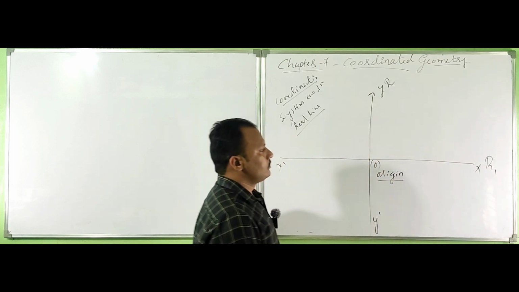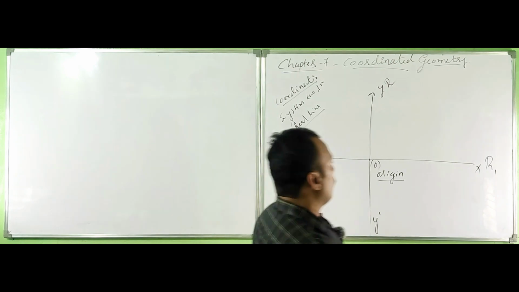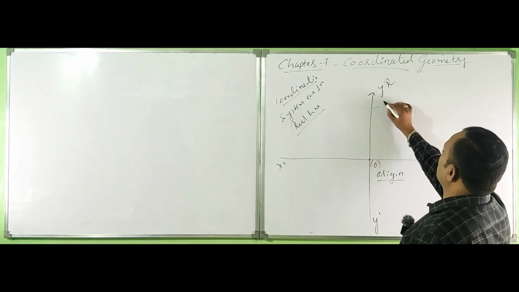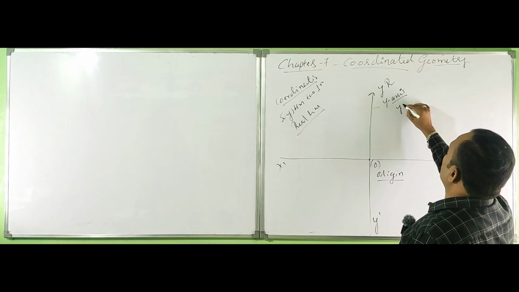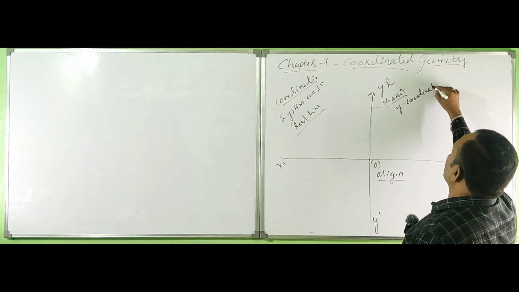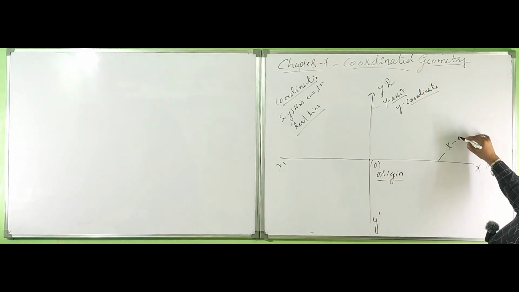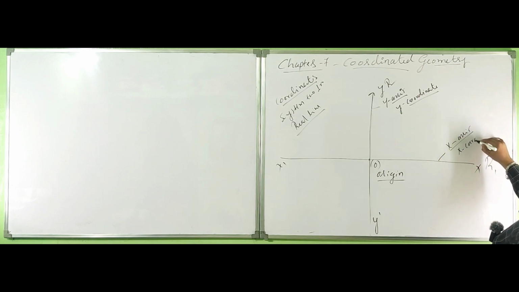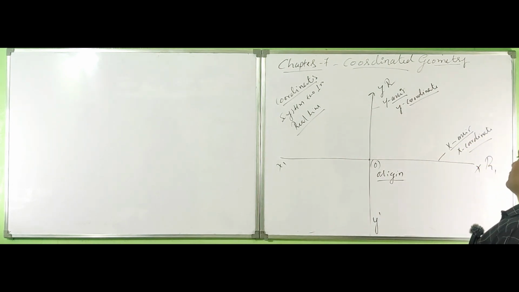The vertical line is called the y axis or y coordinate. This one is called the y axis or y coordinate, and then the horizontal line is called the x axis or x coordinates. X coordinate also, x axis, okay?